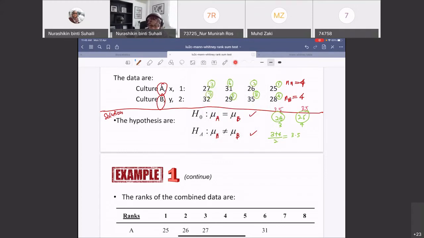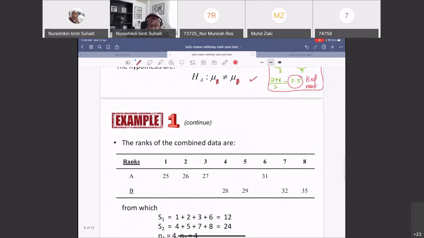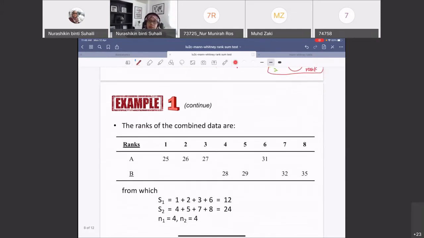3.5. So this is called ties in ranks. I hope you know what it is. But in this problem, we don't have it because all of the values are not equal. They are unique. Okay, so this is ties in ranks, just for your information. You will apply it in other problems that have similar values.